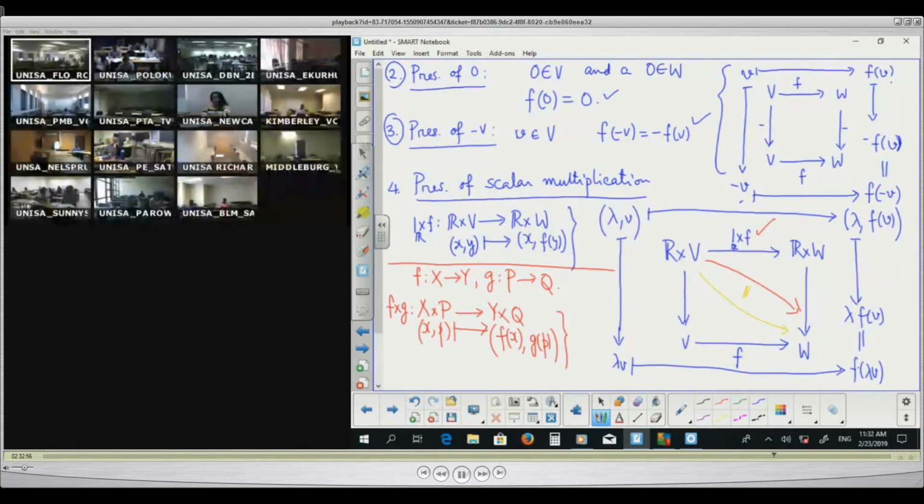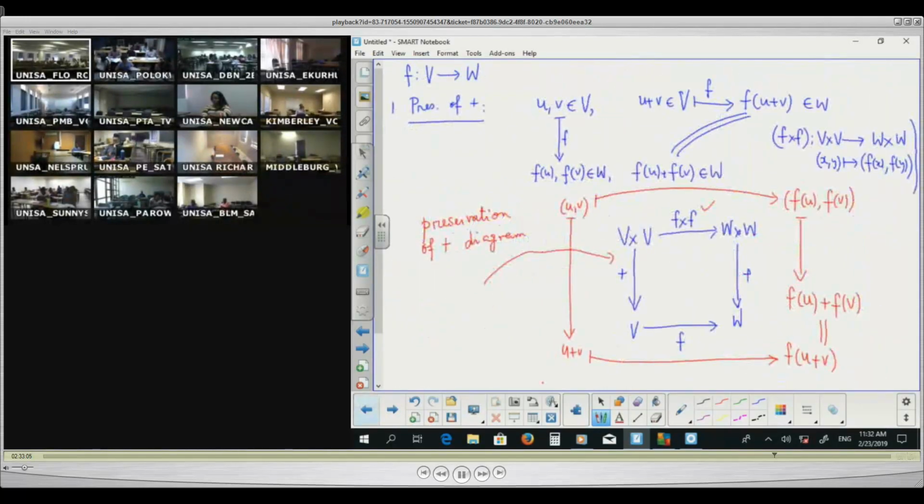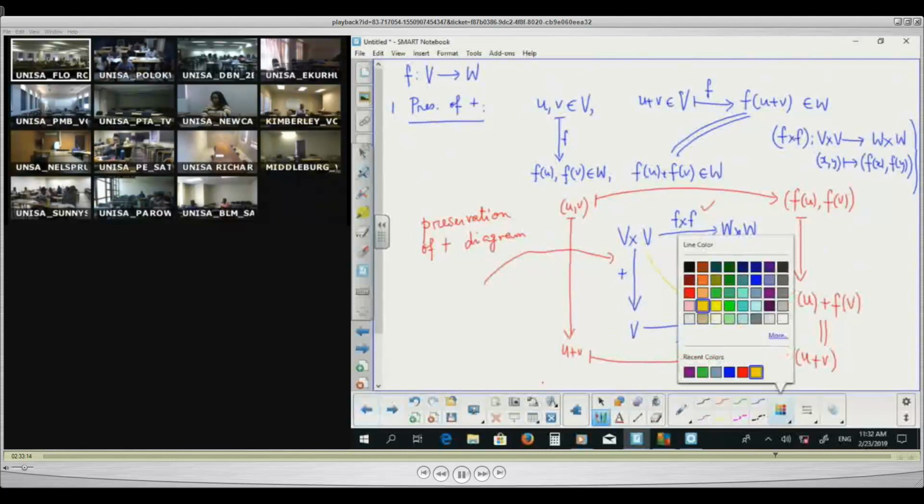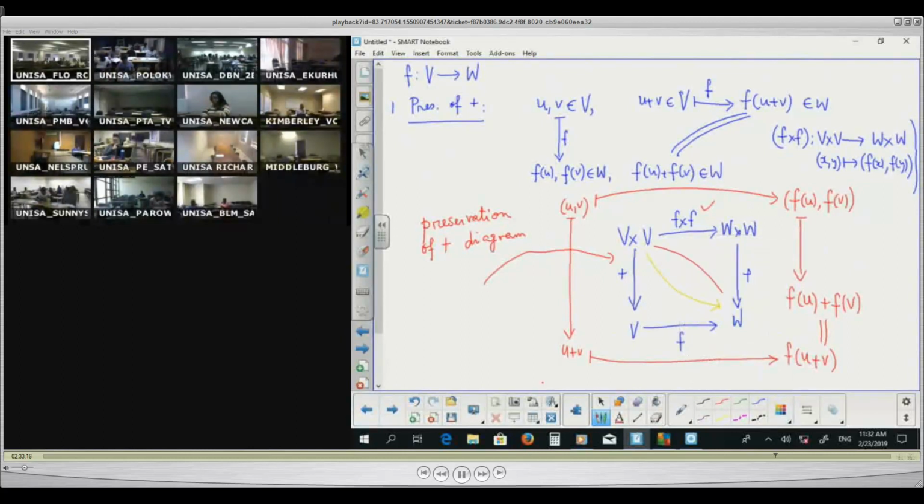Okay? Similarly, over here, in the previous one, there are 2 paths from this top left corner to the bottom left corner. One is this, and the other is this. The demand for preservation of addition is saying that these 2 functions are the same. Okay? So that's the whole idea.